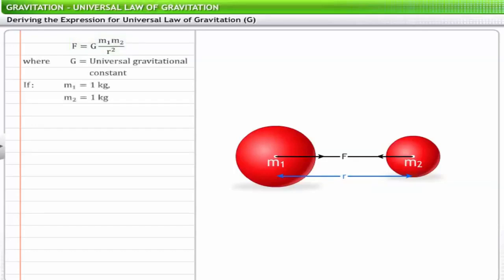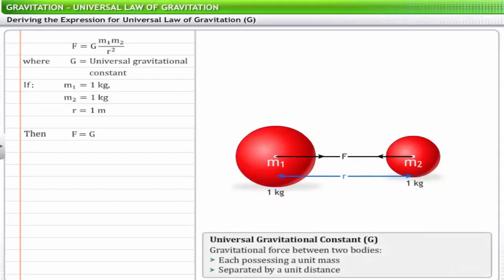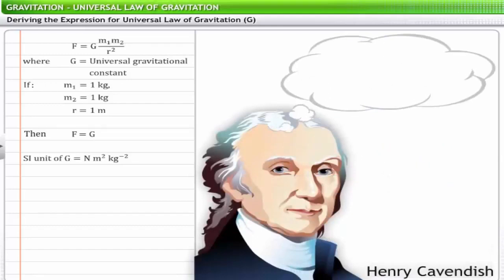If m1 and m2 each equal 1 kilogram and r equals 1 meter, you get F is equal to G. Thus, the universal gravitational constant is numerically equal to the gravitational force between two bodies, each possessing a unit mass, separated by a unit distance. The SI unit of the universal gravitational constant is Newton meter square per kilogram square. Henry Cavendish found the value of G with the help of a sensitive balance. G equals 6.67 times 10 raised to the power minus 11 Newton meter square per kilogram square.